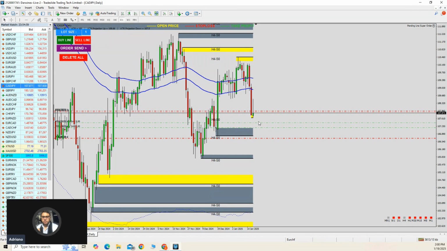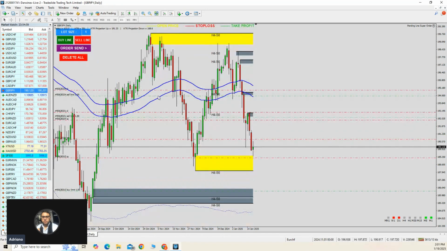So as you can see here, I already have a couple of pending orders, waiting for the market to come back down. As soon as the market comes back, it's gonna hit my entry price, and then my stop loss is gonna be here. And this is the way that I trade, pretty much every day.